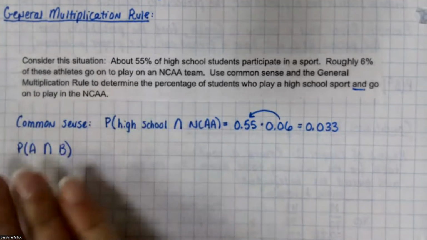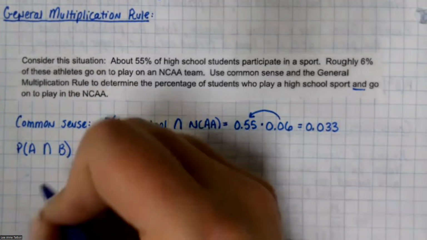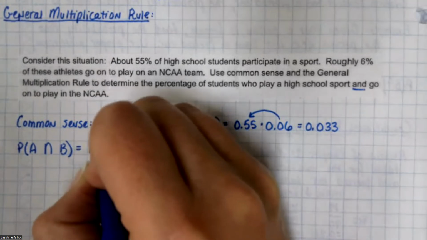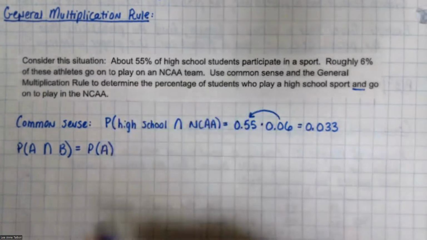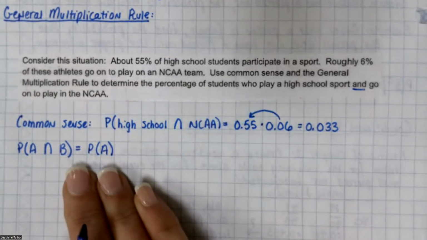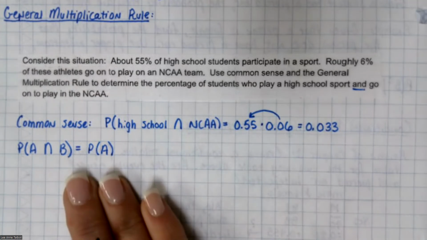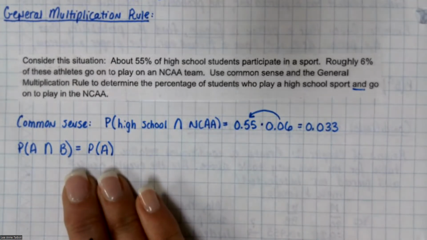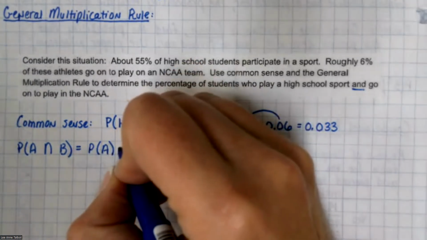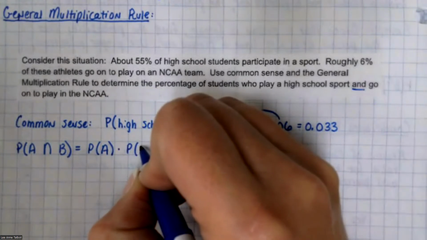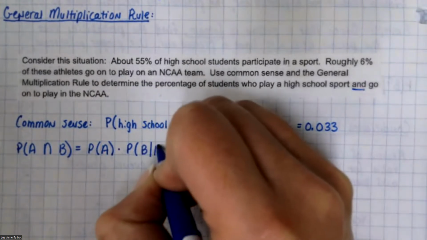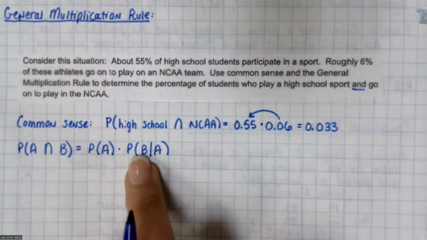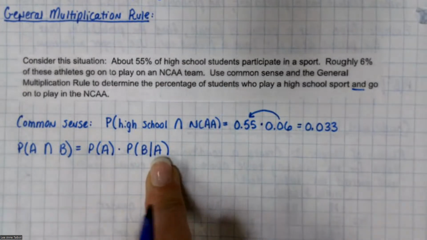Okay, we're going to take our common sense and write it into a formula. So you have the probability that something happens times the conditional probability of something else happening given the first thing happened.